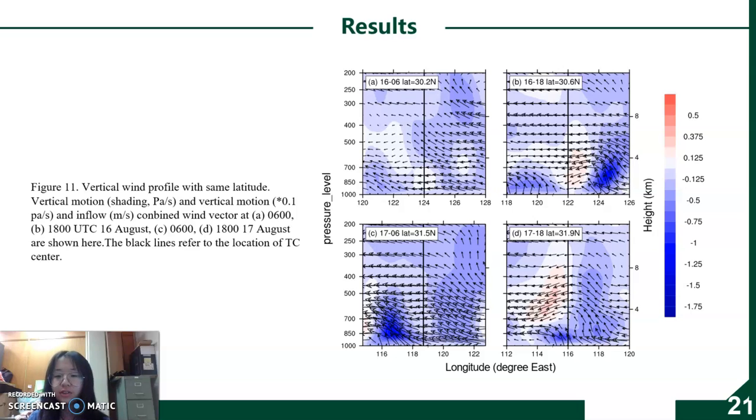Figure 11 is the vertical wind profile at the same latitude across the TC center. There was strong upward motion in the west of Rambia in 11C and in the east in 11B. The asymmetric structure was totally destroyed at this time. This may be because of the high pressure system to the northeast and the other tropical cyclone to the southwest, which forced a flow from east to west.